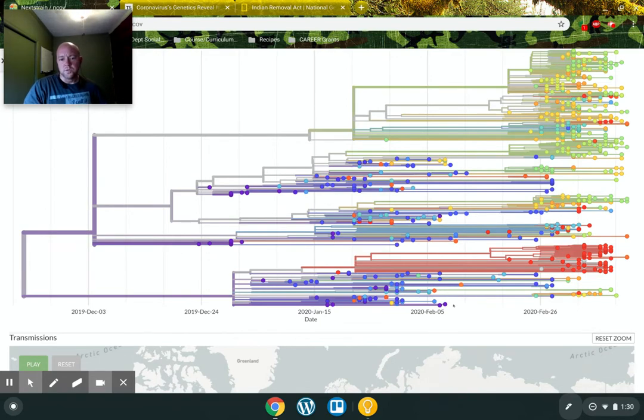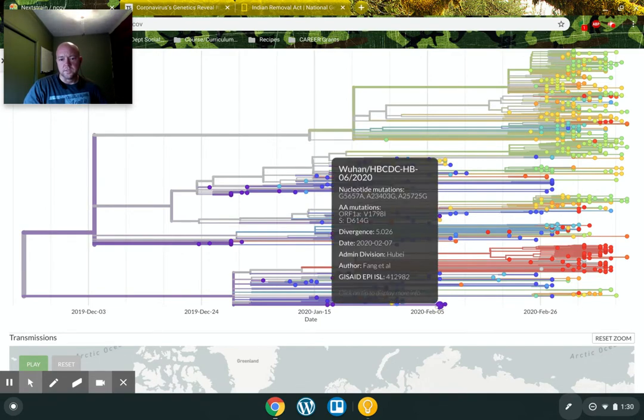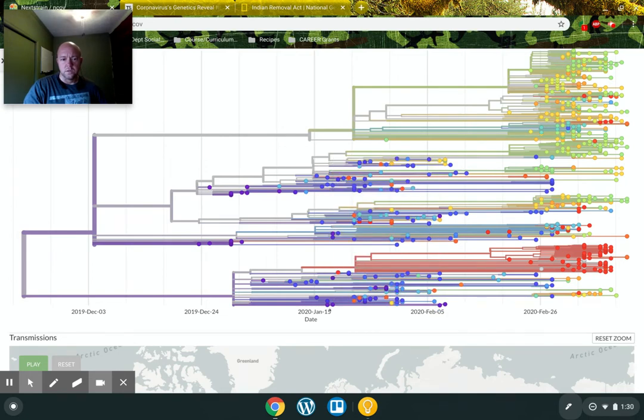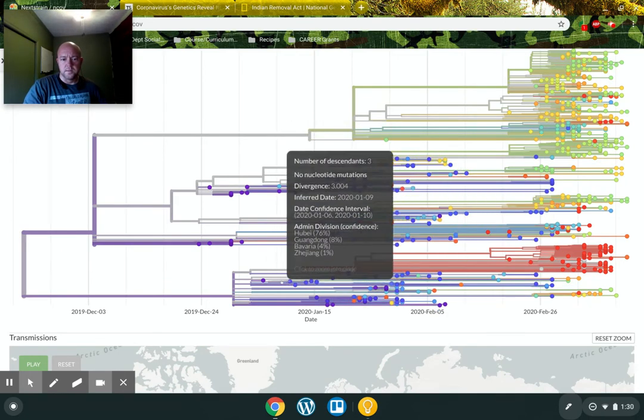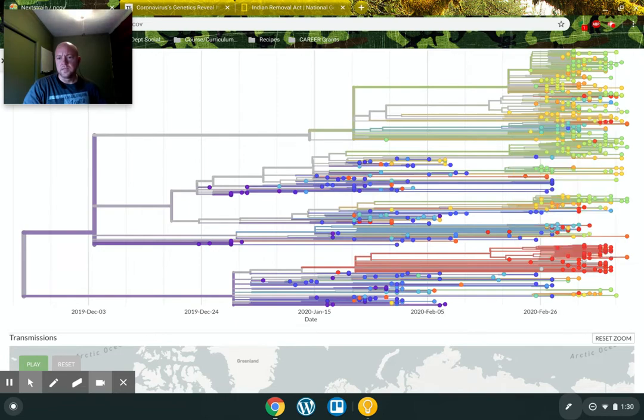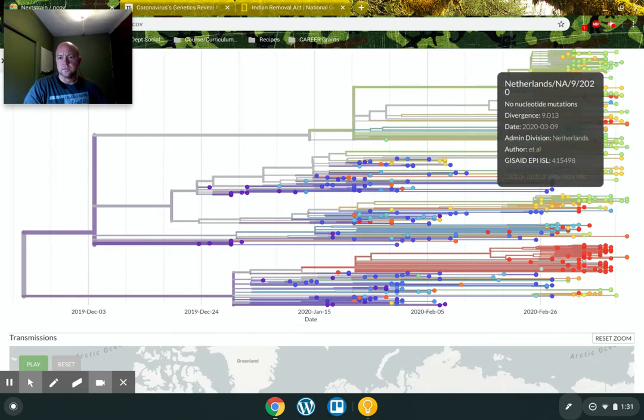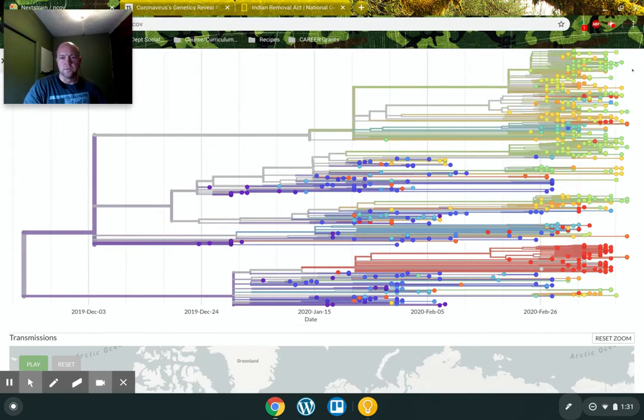So all the purples are viruses that were in East Asia or China. And then here, all the greens, for example, are in the Netherlands, and they're all related to each other. They look very similar to each other, right?